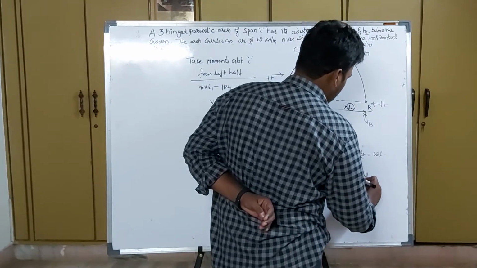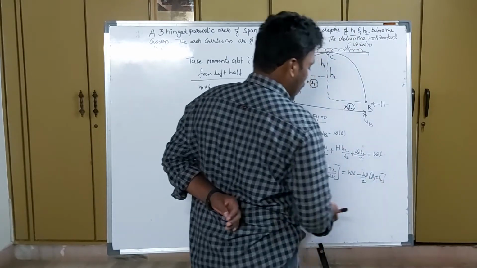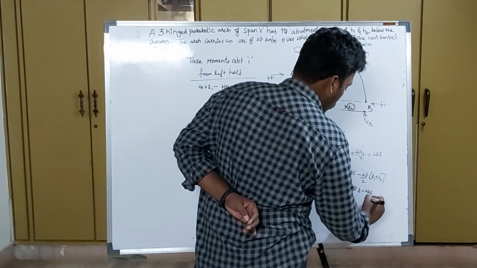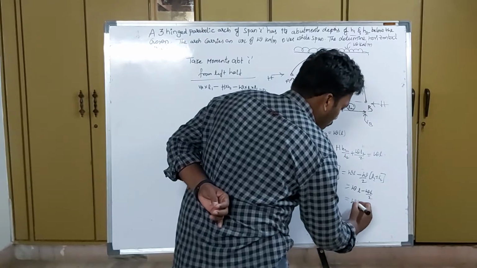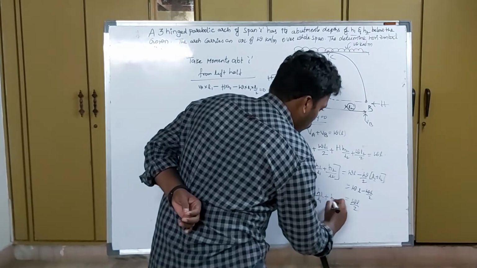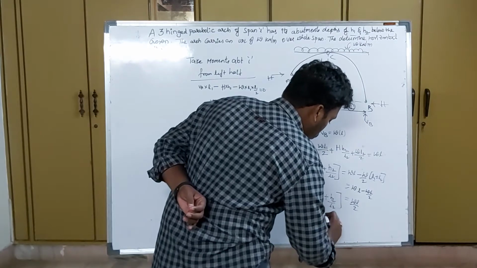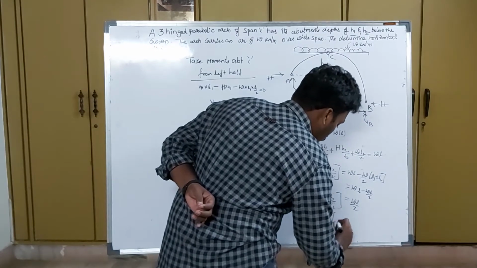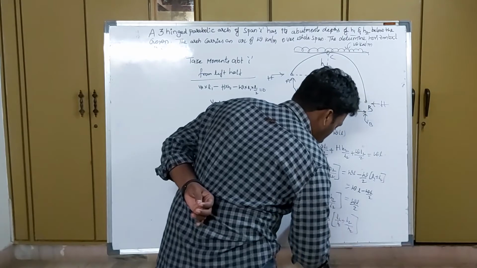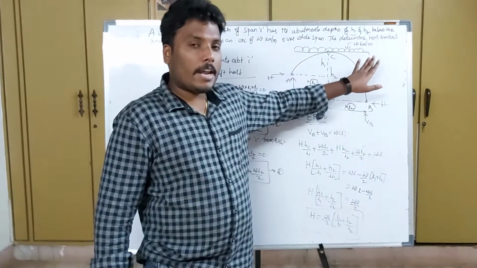minus W by 2 is common this way, L1 plus L2. Here we can write L1 plus L2 as L. So this is W into L minus WL by 2. So this is also WL by 2 now. So here we remain with H1 by L1 plus H2 by L2. Therefore H is equal to WL by 2 into L1 by H1 plus L2 by H2. So this will be the horizontal thrust when the whole span is carrying the UDL.